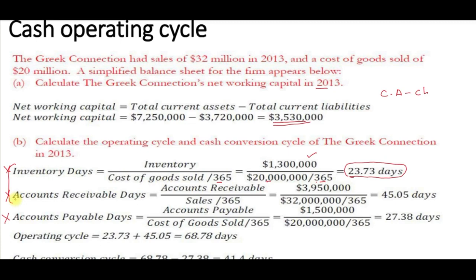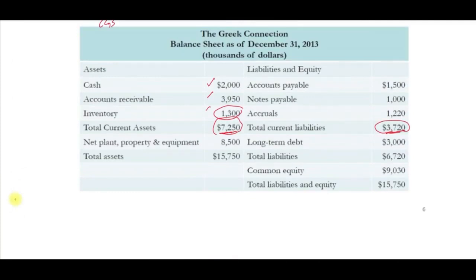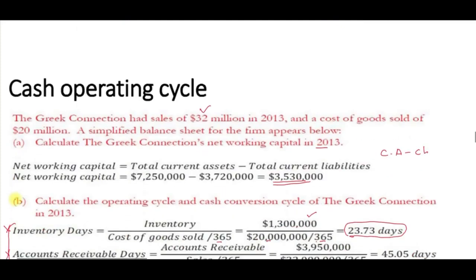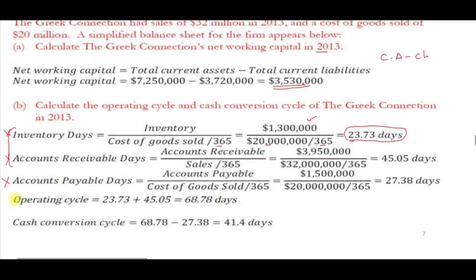Account receivable days means how many days it takes the company to collect back the cash. So it is equal to account receivable divided by sale. Sale is already given, that is 32. Account receivable we get from the balance sheet, that is 3950. So our answer would be 3950 divided by sale, 32, divided by 365, so that is called the average sale. The answer would be 45 days.